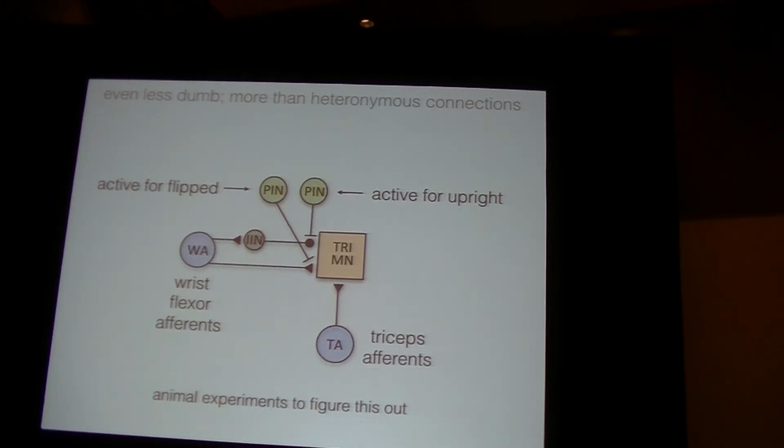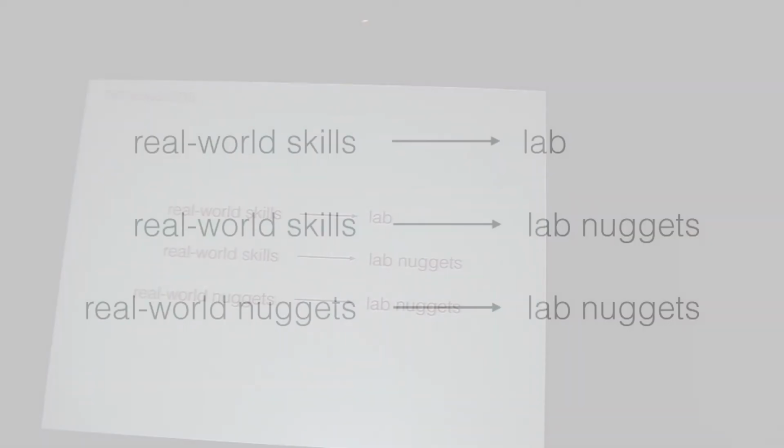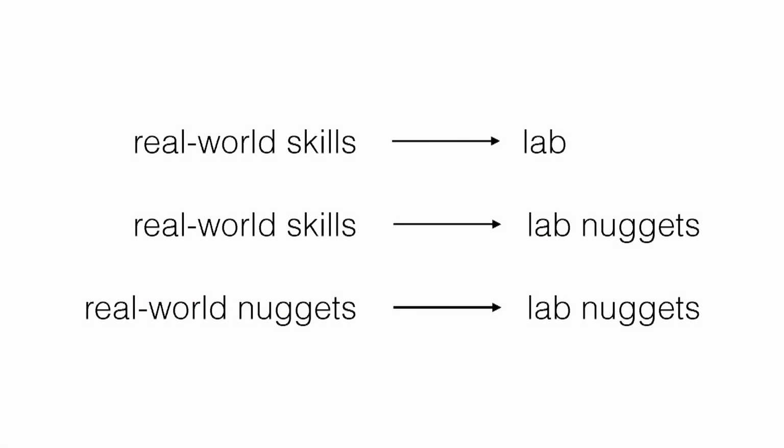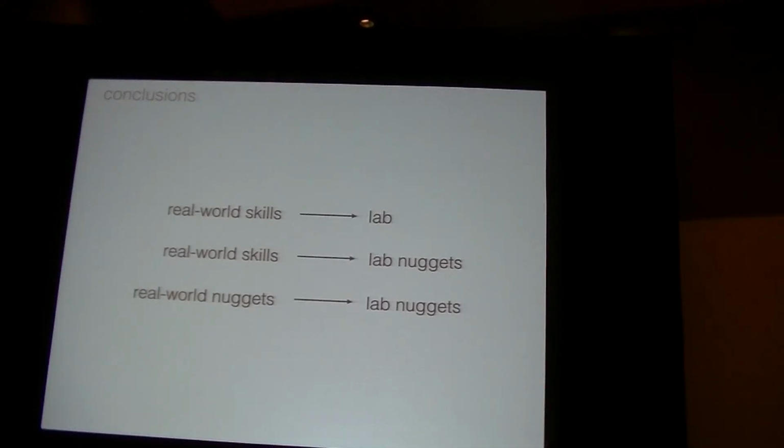So this is my final slide, just to wrap this talk up, to say that, look, we're all really interested in this. We want to understand real-world skills, and we want to study them in the lab. But in practice, what we often do, and me included, is we take those real-world skills and we try to extract some nuggets out of them. So we build a task that's actually looking at lab nuggets, some nuggets of the control that we think are really important. And then we have this issue of generalizing back to real-world skills.